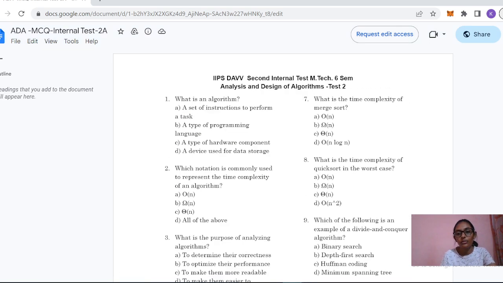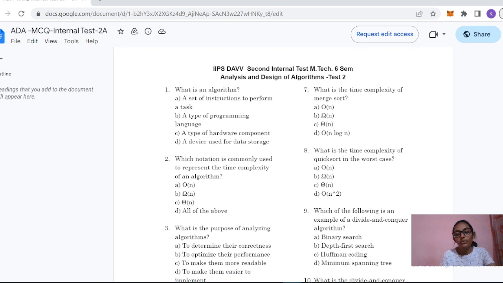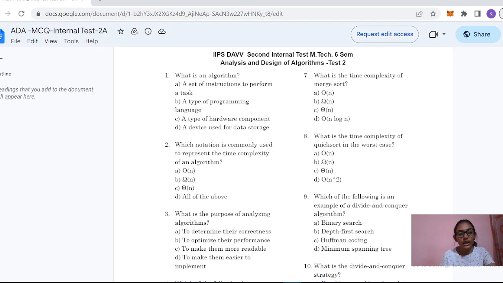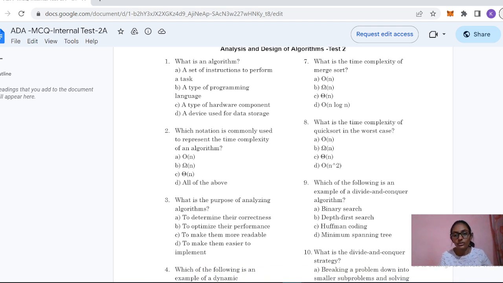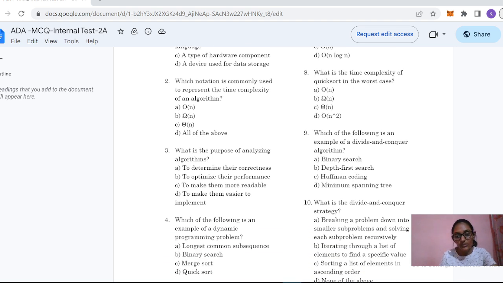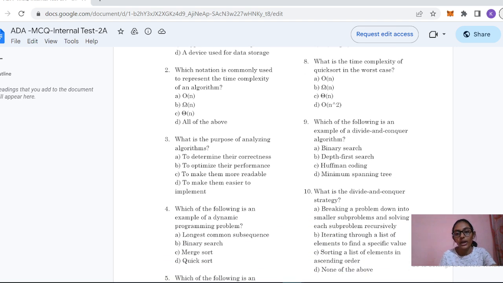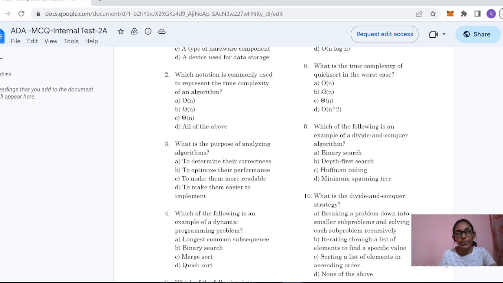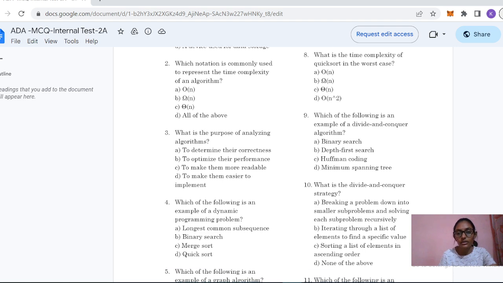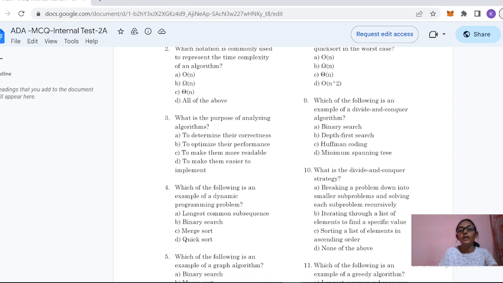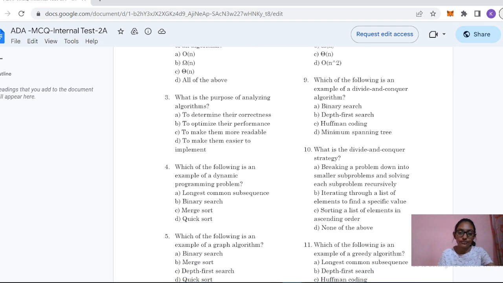7. What is the time complexity of merge sort? Time complexity of merge sort is order of n log n, that is option D. What is the time complexity of quick sort in the worst case? Answer is option D, order of n square. In the previous video we saw how to calculate the time complexity and space complexity of various types of algorithms.